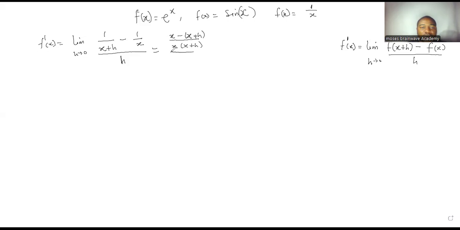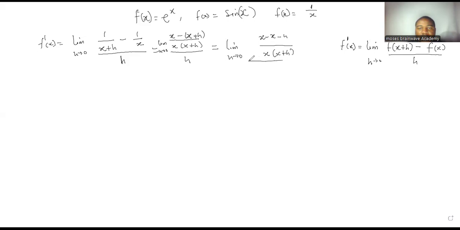Then this is all over h. But remember, I'm still going to take this limit as h tends to 0. Fantastic. So what's going to be the next step? I'm going to clear this fraction. So the limit as h tends to 0, opening this bracket over here, I'm going to get x minus x minus h, right? Because this multiplication is opening everything. Then I have upon, here we have x into x plus h.